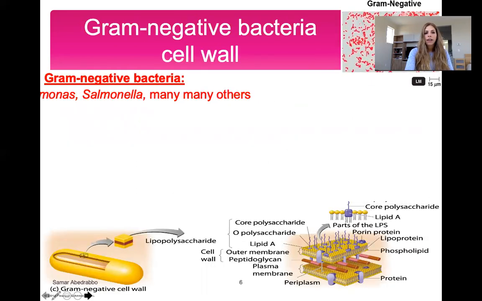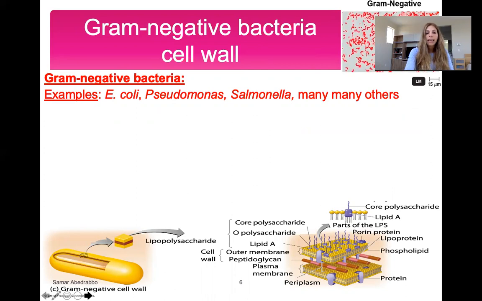Gram-negative bacteria, on the other hand, stain red. Examples of gram-negative bacteria are E. coli, Pseudomonas, Salmonella, many, many others. So lots of bacteria that cause urinary tract infections are gram-negative.